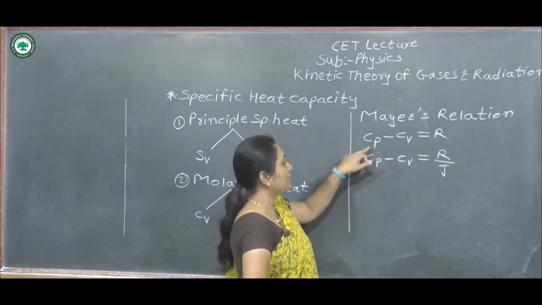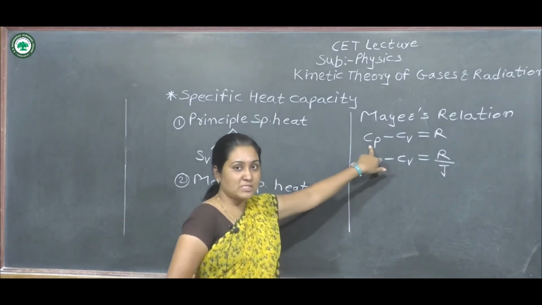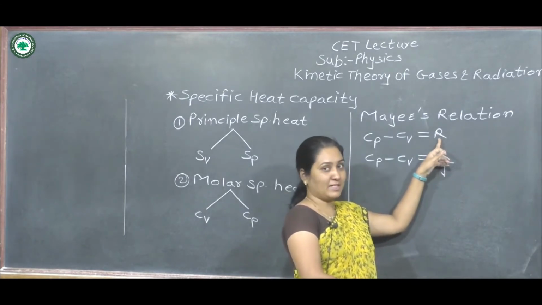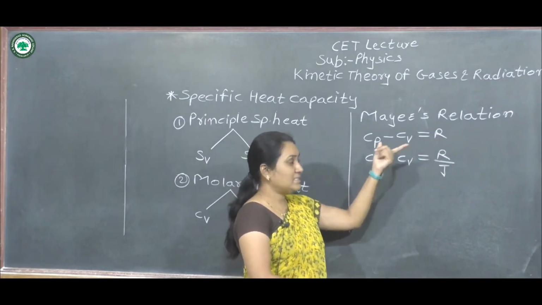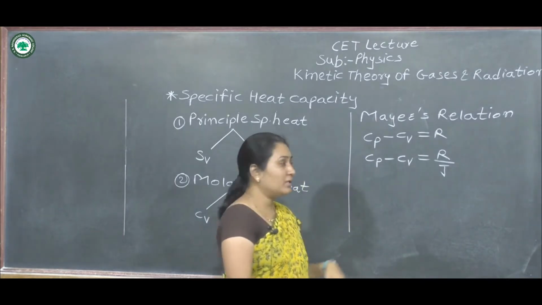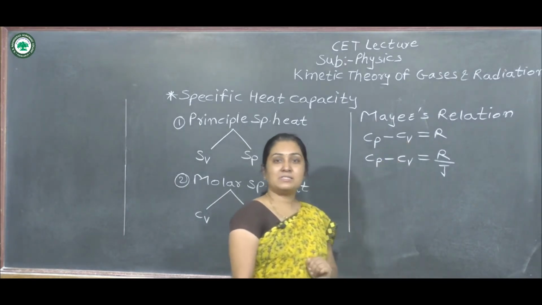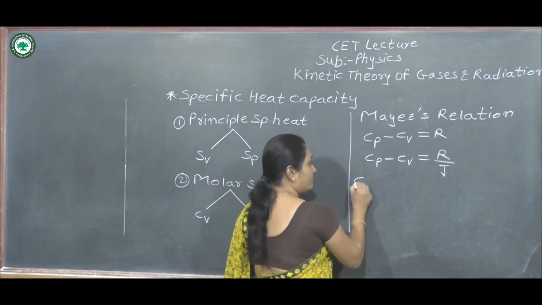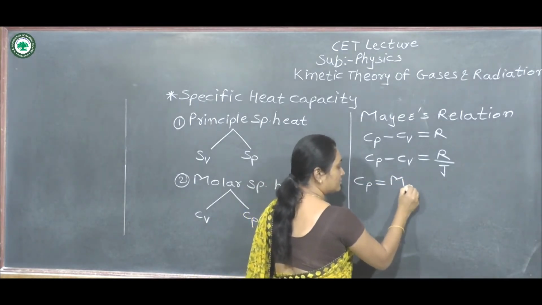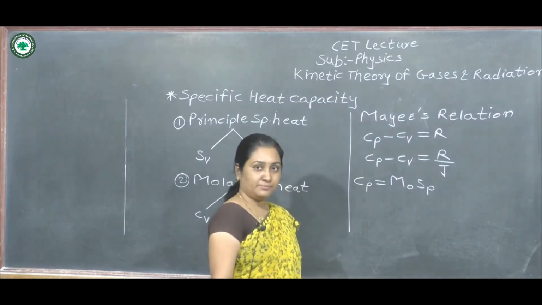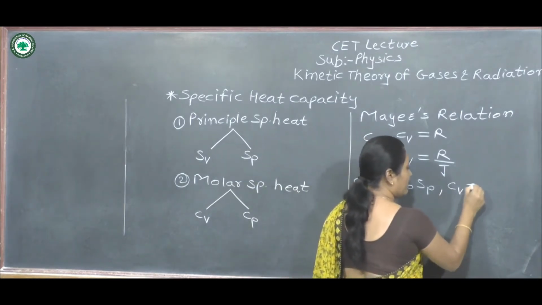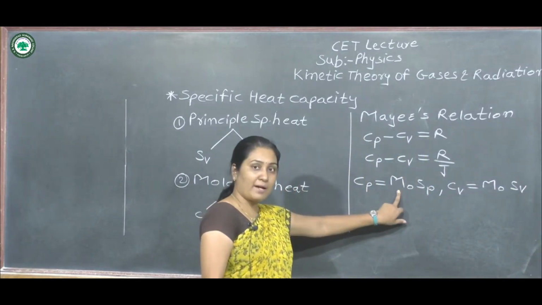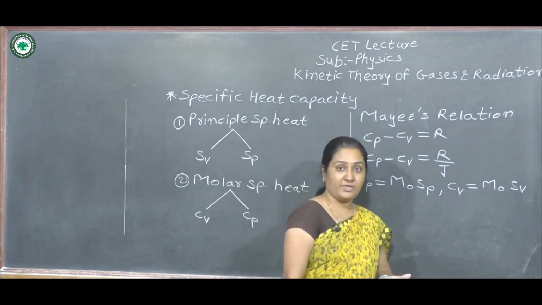If we have only the Cp value, that is molar specific heat at constant pressure, we know the value of the universal gas constant R. So by using this relation, we can find out the value of Cv, that is specific heat at constant volume. Similarly, we know Cp equal to M0Sp and Cv equal to M0Sv. M0 is the molar mass and S is the principal specific heat.